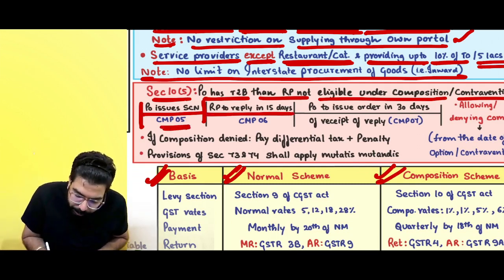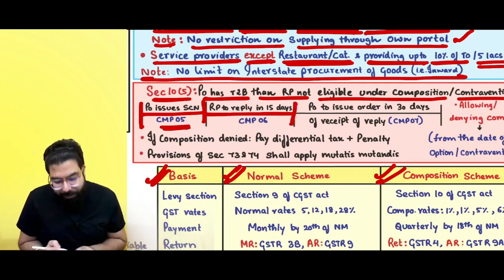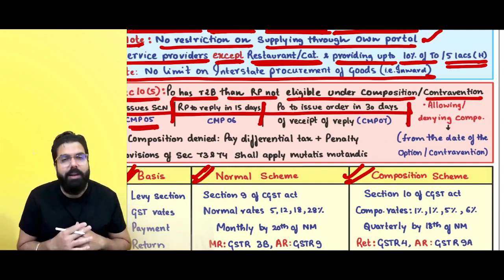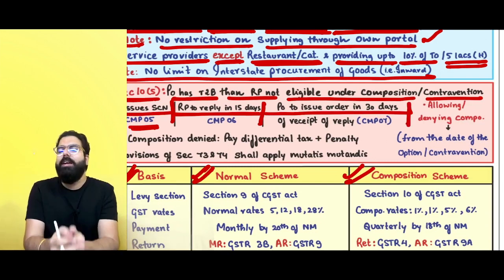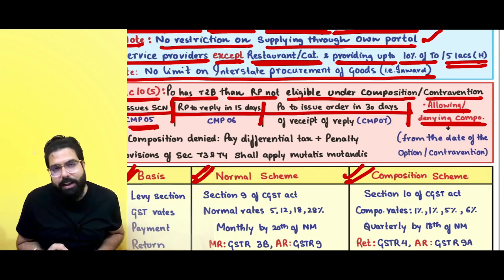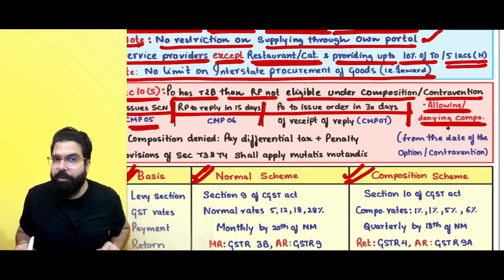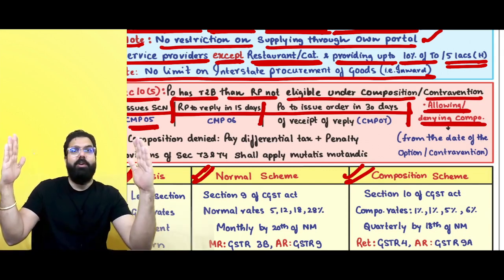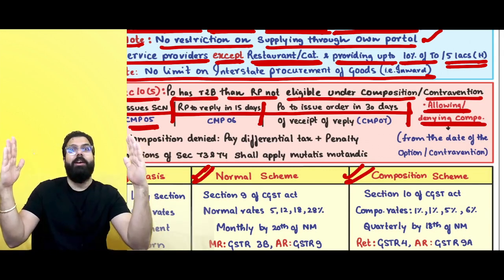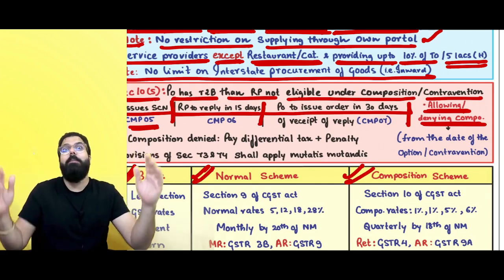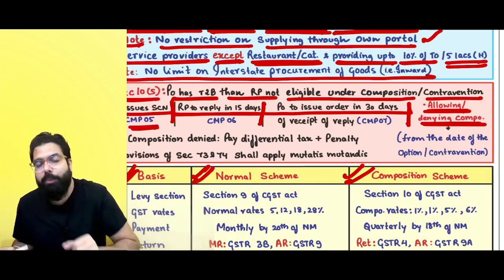You have to reply within the next 15 days in CMP 06. Once you reply, the PO will issue an order in CMP 07 within the next 30 days, whether you are allowed or he might deny you composition. If he denies you composition, he will tell Ramesh, from this day you are ineligible, till this date you paid tax under composition at the rate of 1%, but on your item 18% was applicable, so the remaining 17% he will recover from you along with interest.